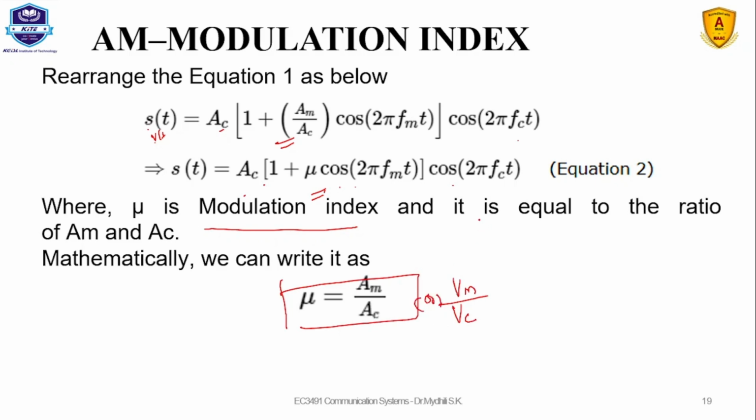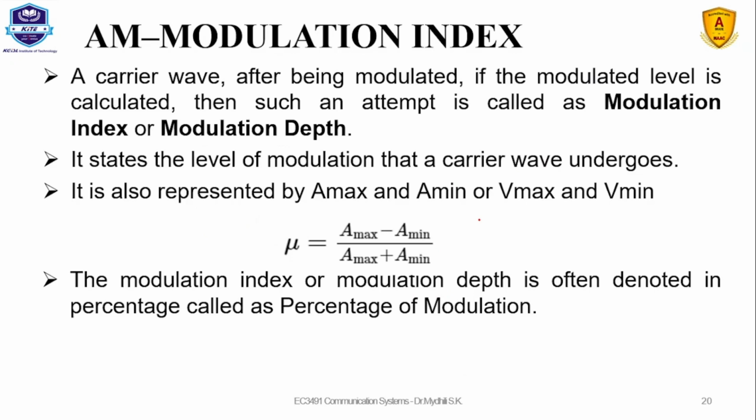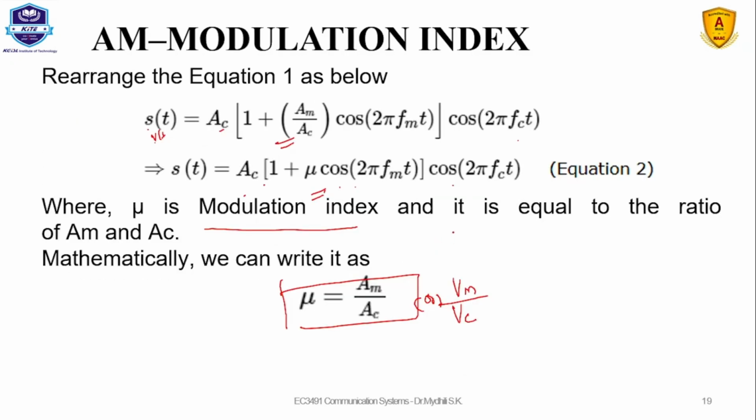So here, solving this equation, the steps are, after equation number 1, it is Vc into 1 plus mu into cos omega mt into cos omega ct. You could see this cos omega ct is common for this signal also, right? So when multiplying this, it becomes Vc into cos omega ct.